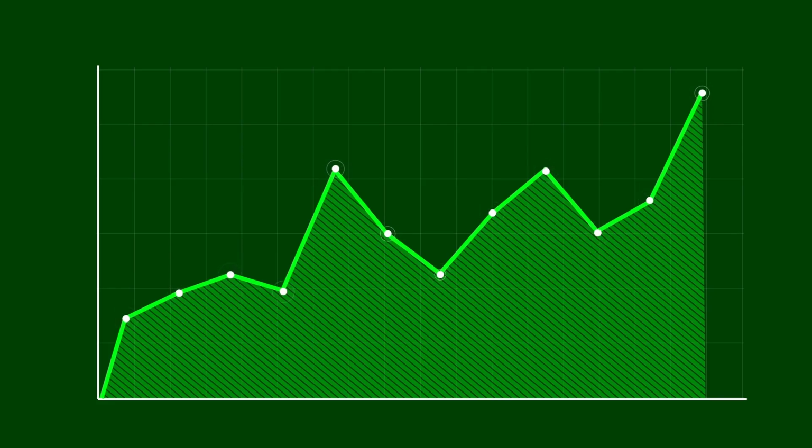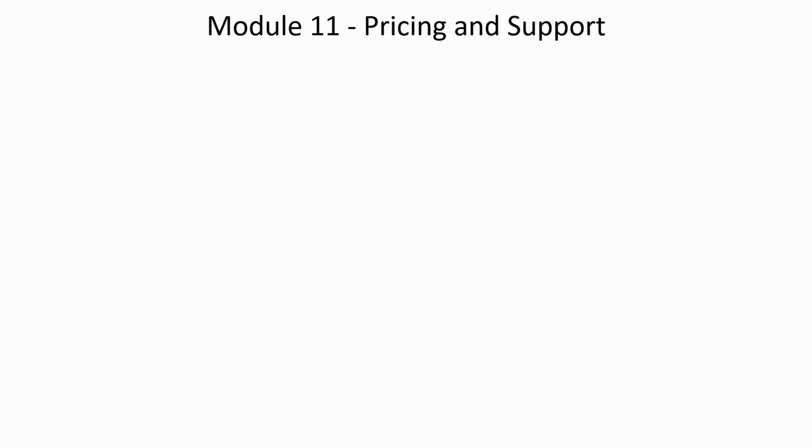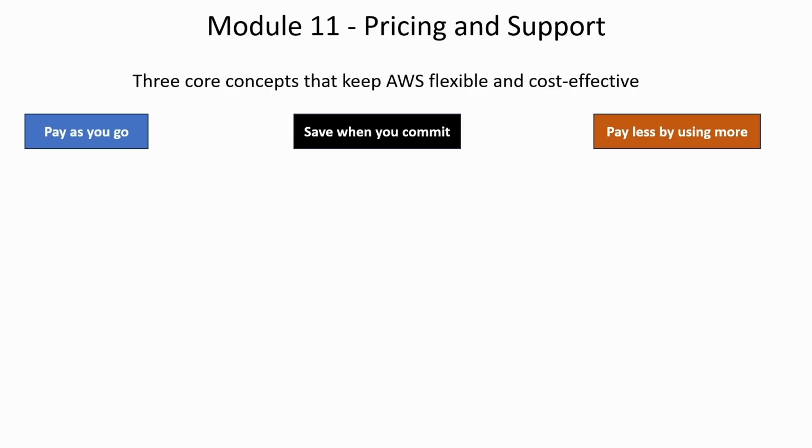First, let's talk about how you actually pay. There are three core concepts that keep AWS flexible and cost effective: pay as you go, save when you commit, and pay less by using more.